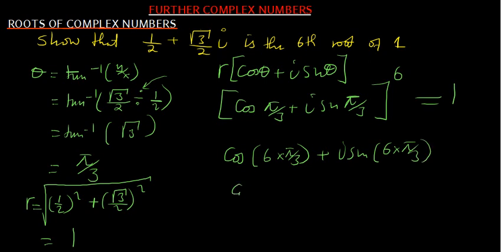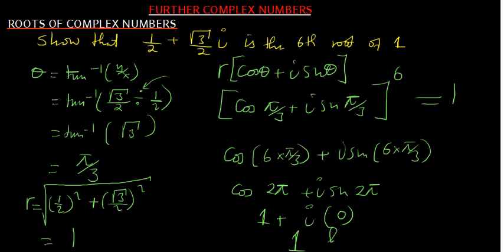So this will give us cos of 6 times pi over 3, that will give us 2 pi, and then plus i sin 2 pi. Of course, cos 2 pi, we know 2 pi is 360 degrees. Cos 360 degrees is a 1, and then plus i. Now sin 360 degrees is a 0. So 0 times i is a 0. 0 plus 1 is a 1. So this we have what? We have shown. Okay, so that is how we can go with that one.